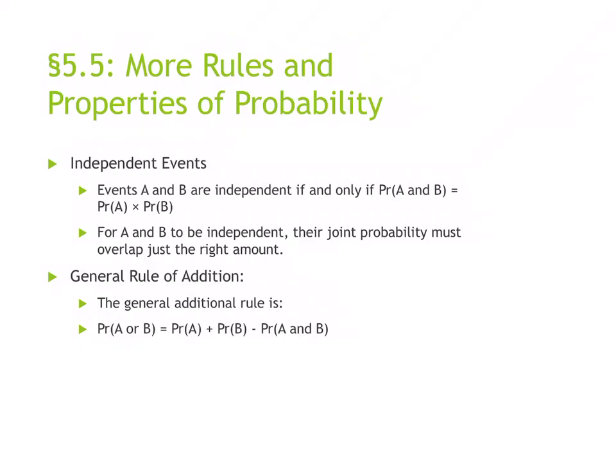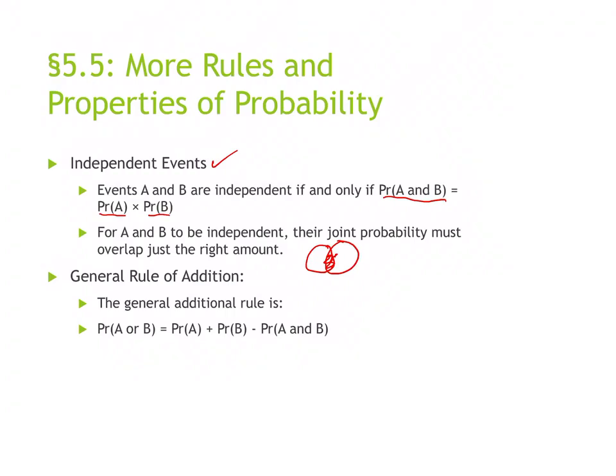So when we talk about independent events here, we have events A and B are independent if and only if the probability of A and B is equal to the probability of A times the probability of B. For A and B to be independent, their joint probability must overlap just the right amount. This is notated mostly with a Venn diagram, and the overlap can only be so much for us to determine if the events are independent. Think of it this way: in order for someone to reach the age of 65, they have to be the age of 60. So 60 is a dependent variable to get to the age of 65.